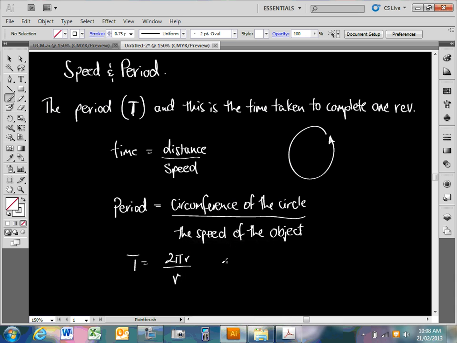Of course, that can be rearranged: V equals 2 pi r on T.